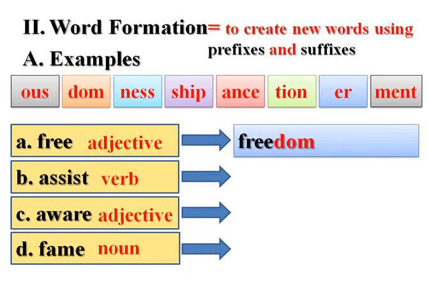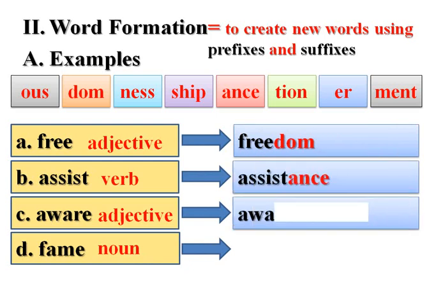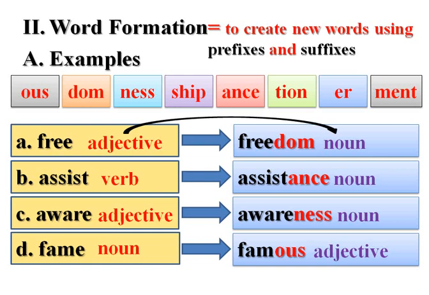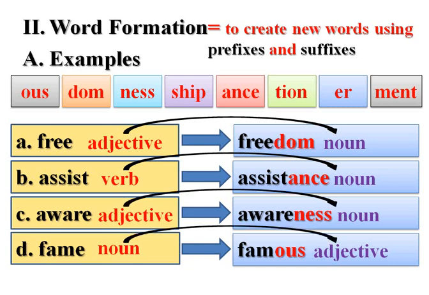We say assist, assistance. Aware, awareness. Fame, famous. So freedom is a noun, assistance is another noun, awareness is a noun, and the last one, famous, is an adjective. So here we change adjective to a noun, second we change verb to a noun, and the third one we change adjective to a noun, and the last one we change noun to adjective.